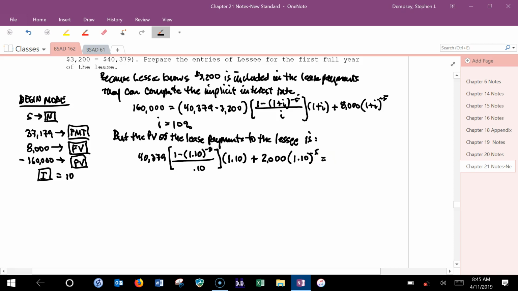Well, you could go ahead and solve for this in your financial calculator, just putting in all the parameters. And what you should get is $169,617. Now that's more than we got before. So notice that 169,617 exceeds the fair market value of the asset of 160,000.